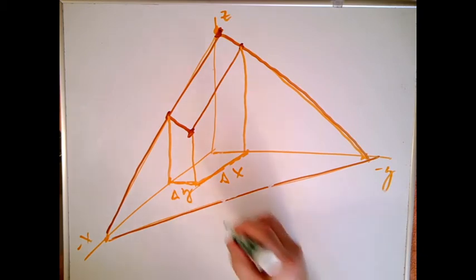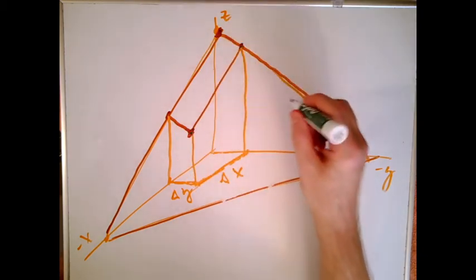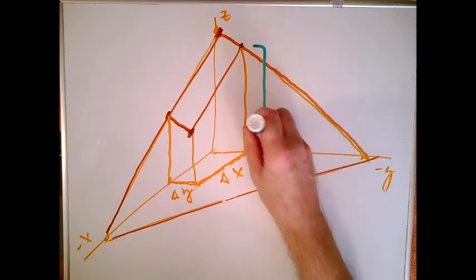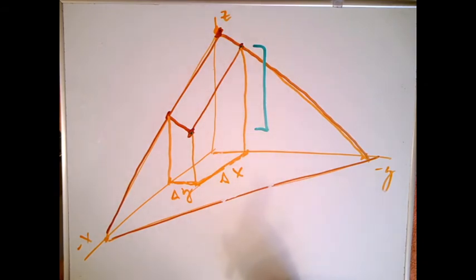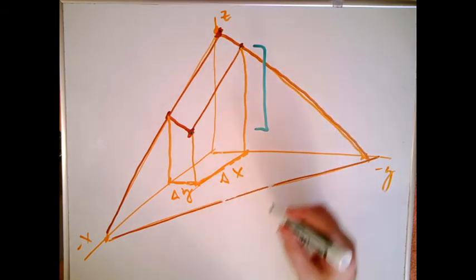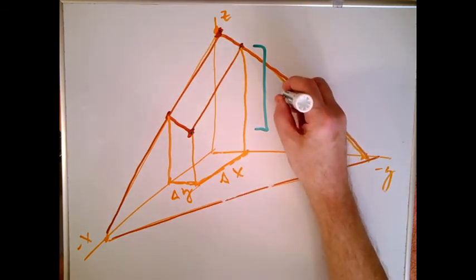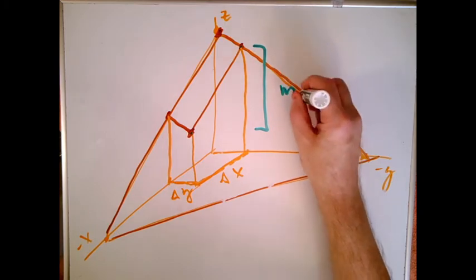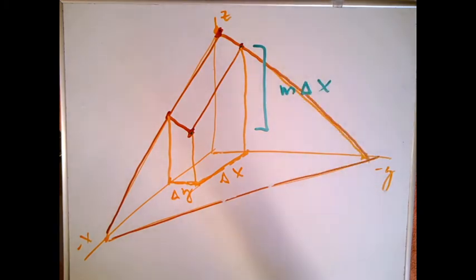When I walk due east from this point to this point, the change in the elevation is going to be the slope of this line times delta x. That's actually just Calc 1. So the change in the elevation here is going to be m delta x.